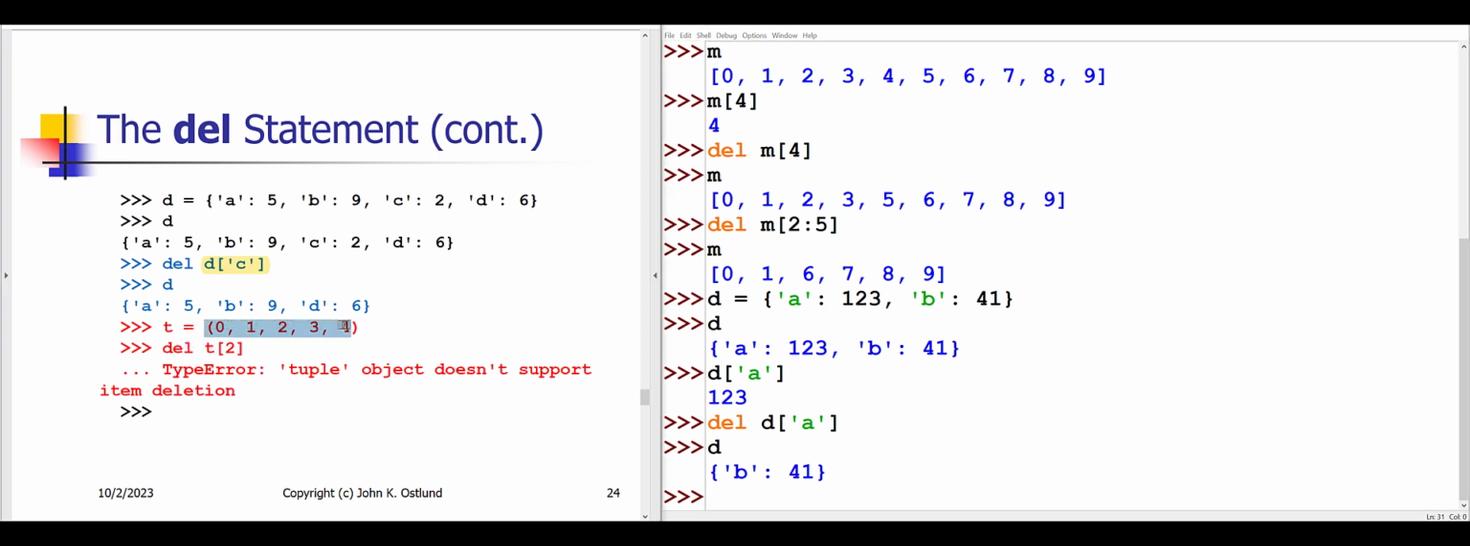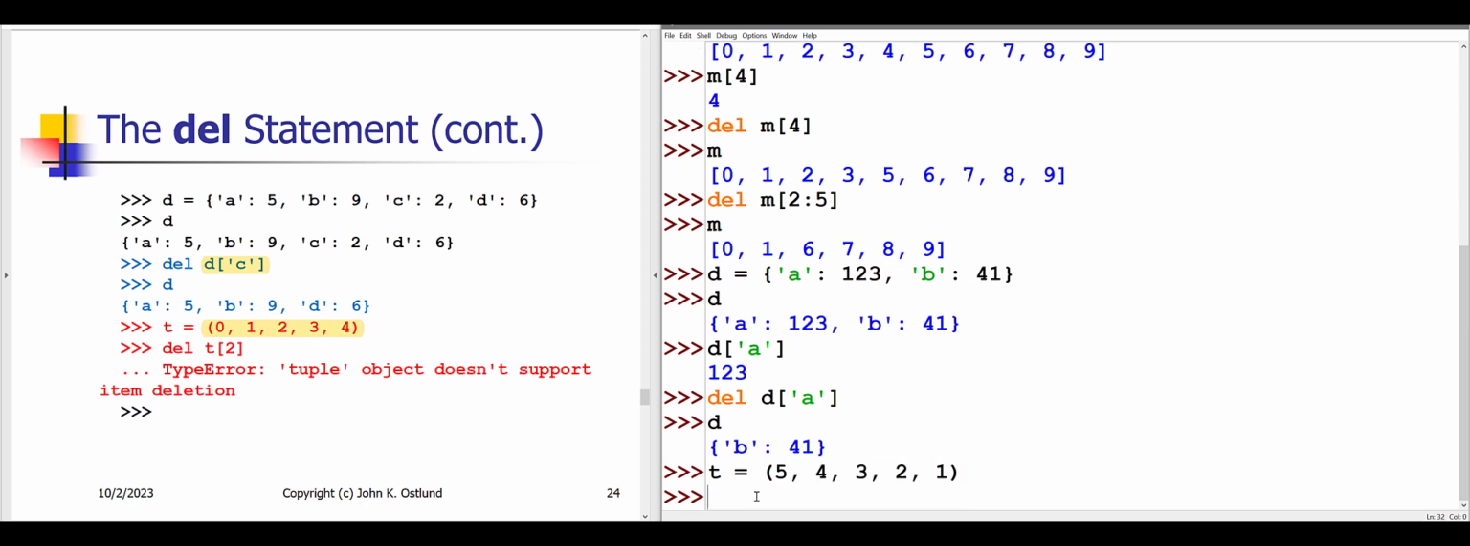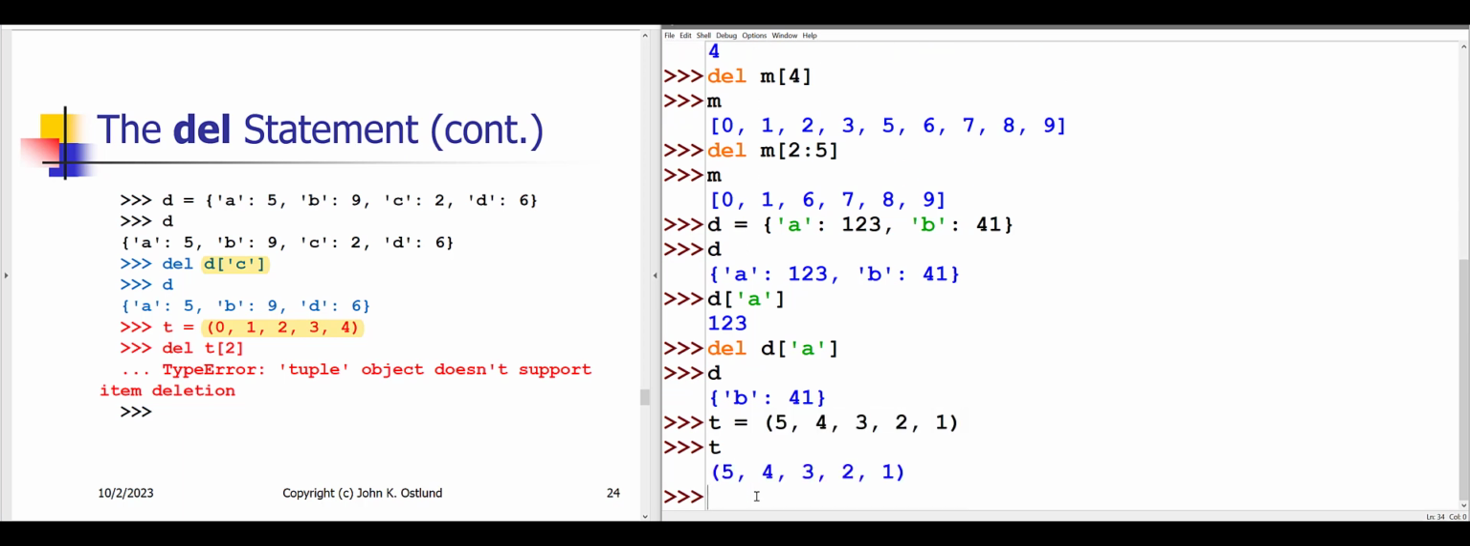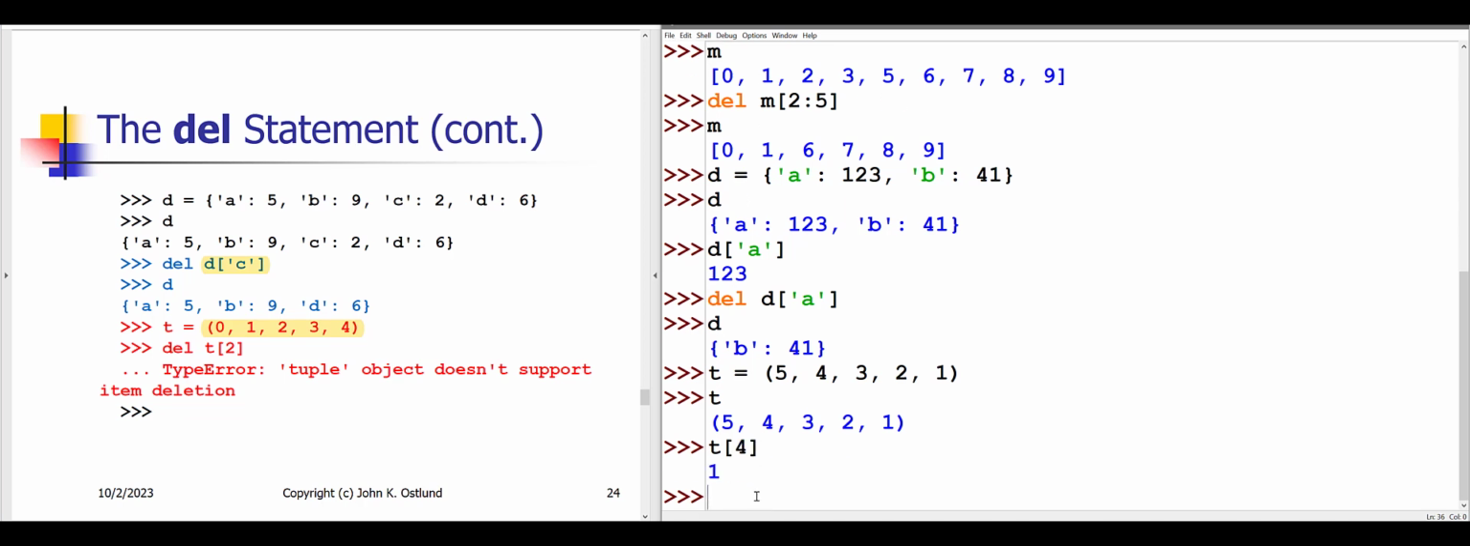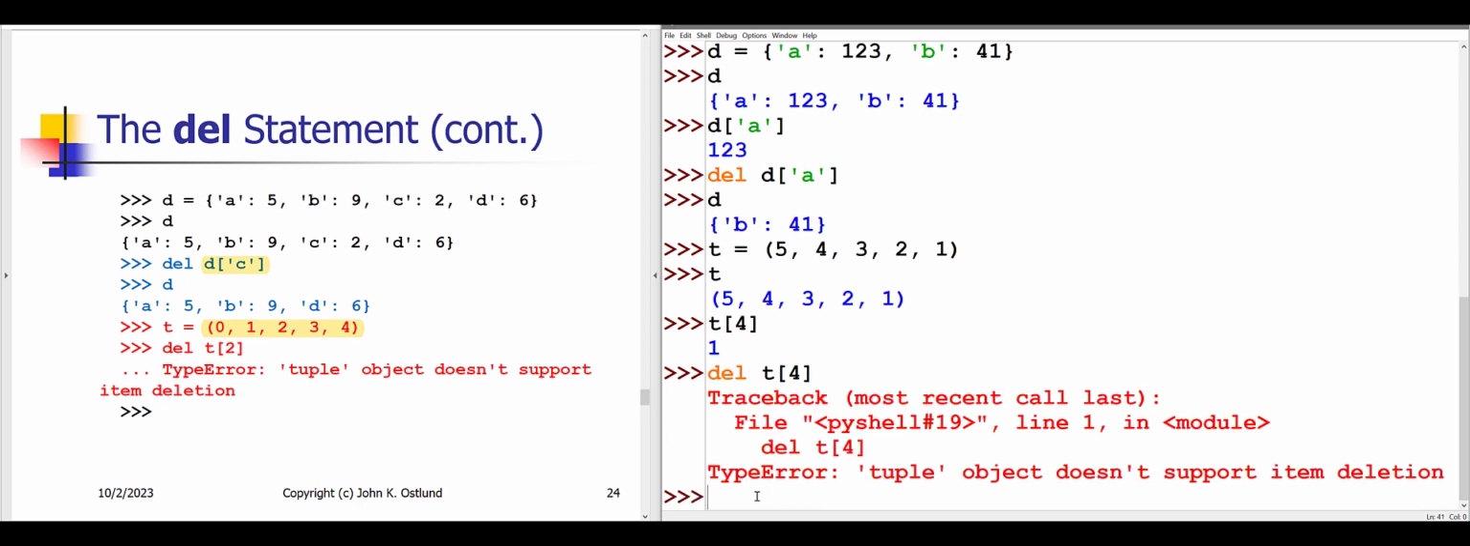Now, del won't work with a tuple because a tuple is not mutable. So if I say T gets 5, 4, 3, 2, 1, let's say, then I can ask for an item out of T. So let me ask for the sub 4 item. That's the 1 at the end. But I can't delete that item. A tuple does not support item deletion.